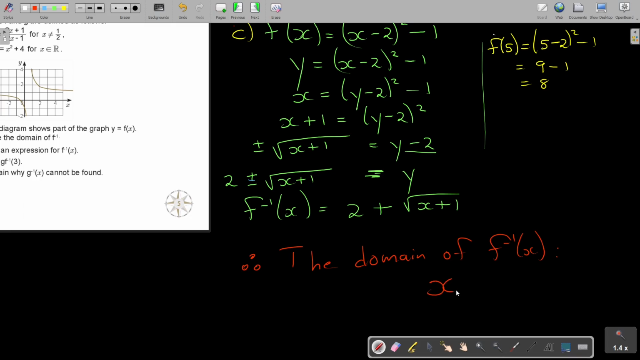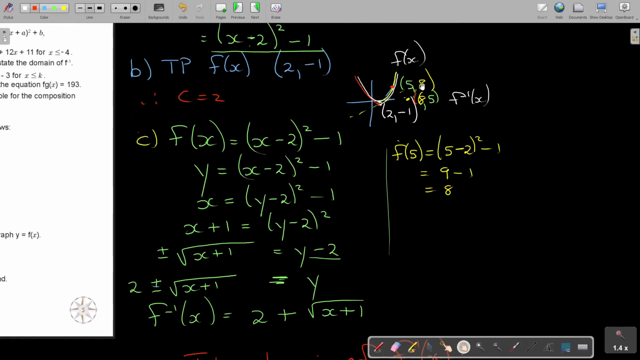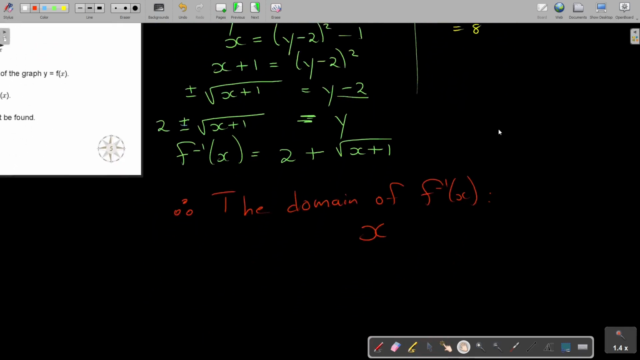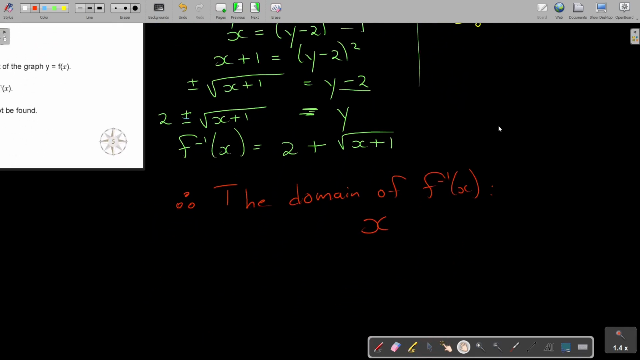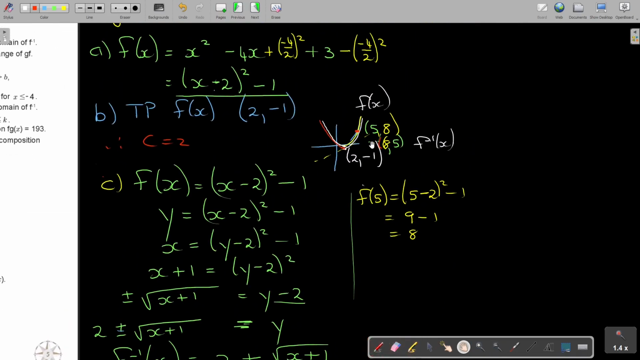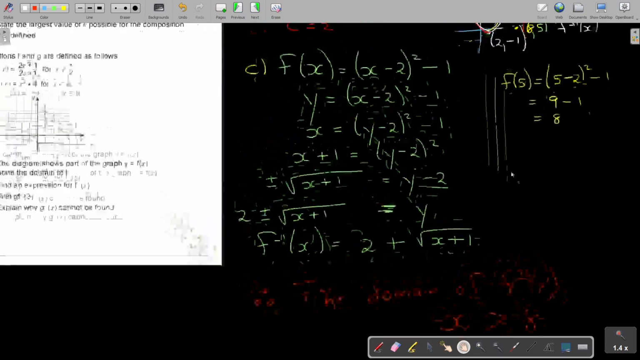And now remember, can I show you again? It was the range of f that becomes the domain. So it's going to be x is bigger than 8. Because it's going to this side, bigger than 8. Okay, so let's go on to the next question.